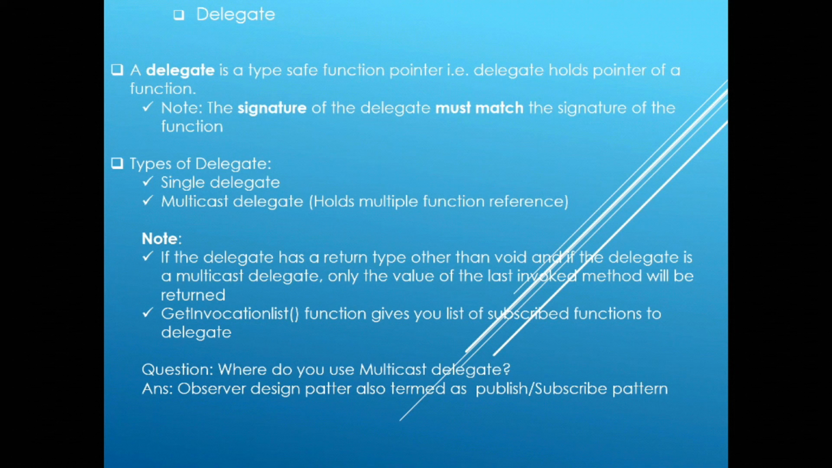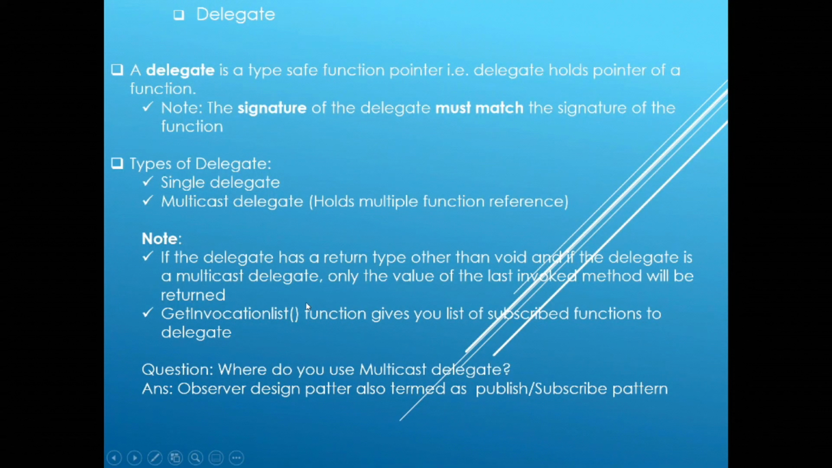Talking about the delegate, delegate is a type safe function pointer. That is, delegate holds pointer to a function. Make a note that signature of delegate must match that of a function, otherwise you'll be getting compile time error. There are two types of delegates, single delegate and multicast delegate. As its name suggests, if I subscribe single function to the delegate, it will be termed as single delegate. If I subscribe multiple functions to the delegate, that will be termed as multicast delegate.